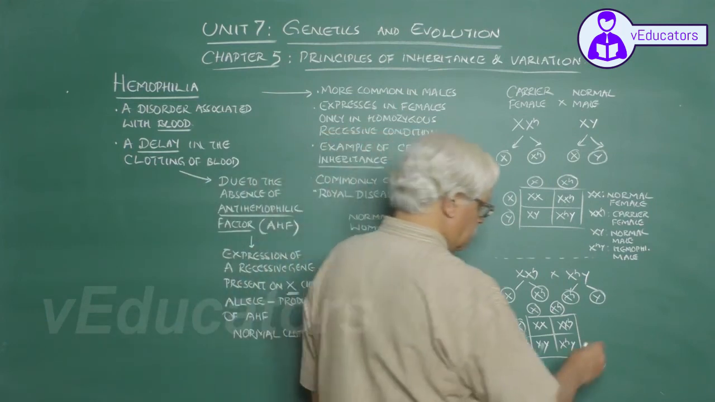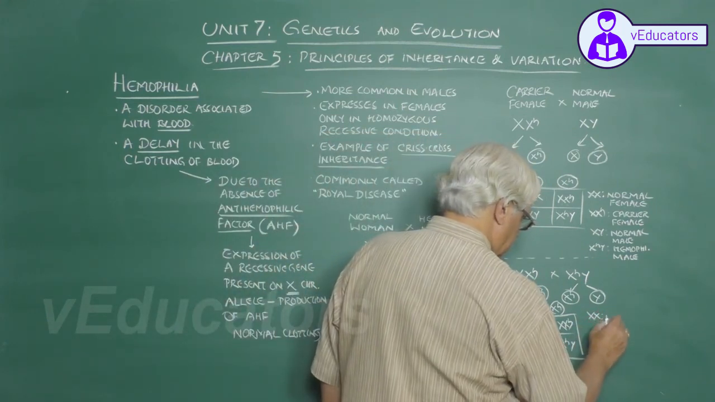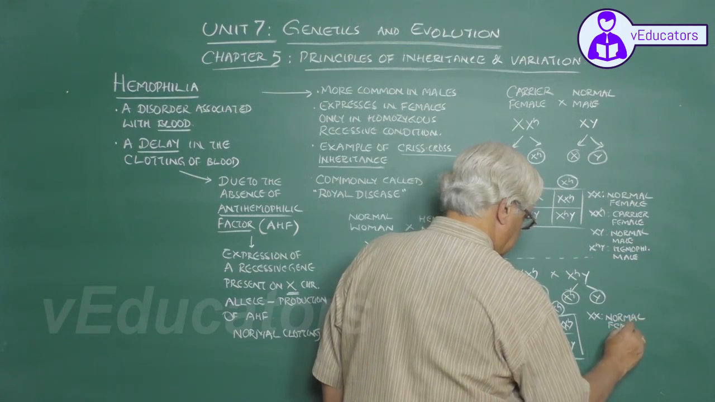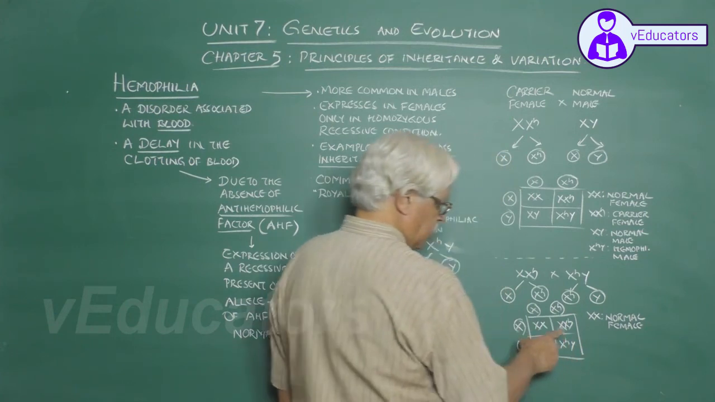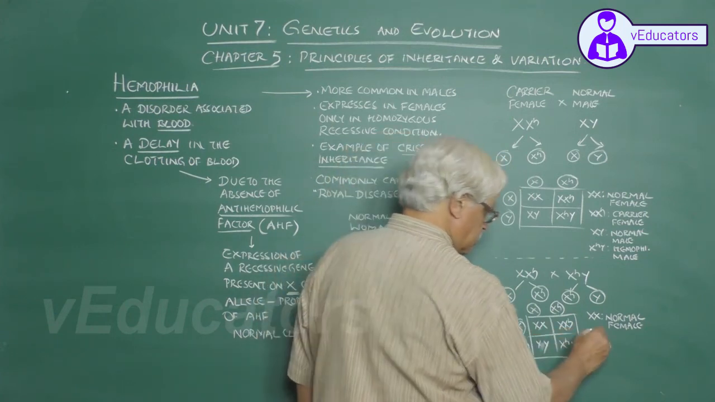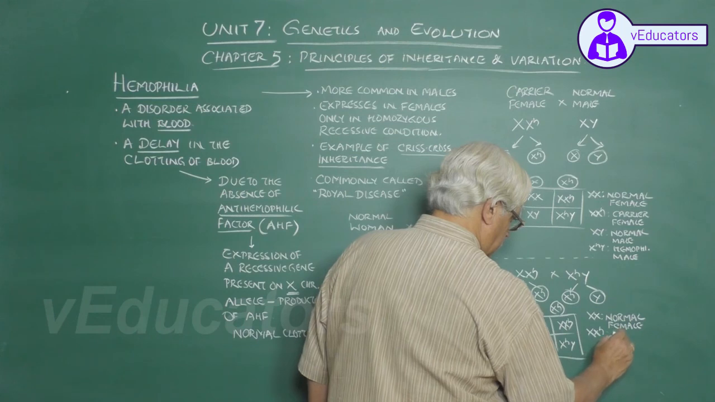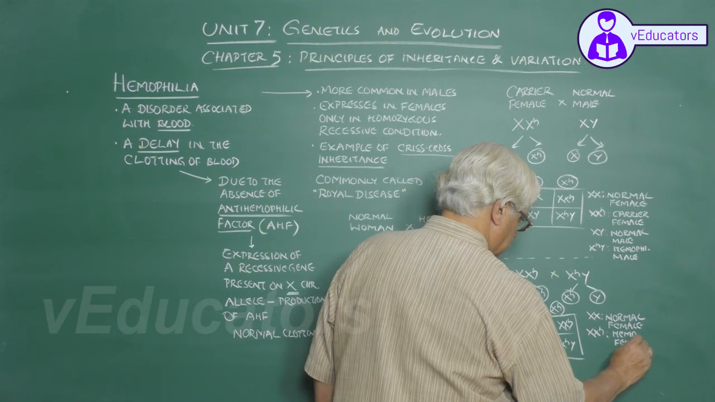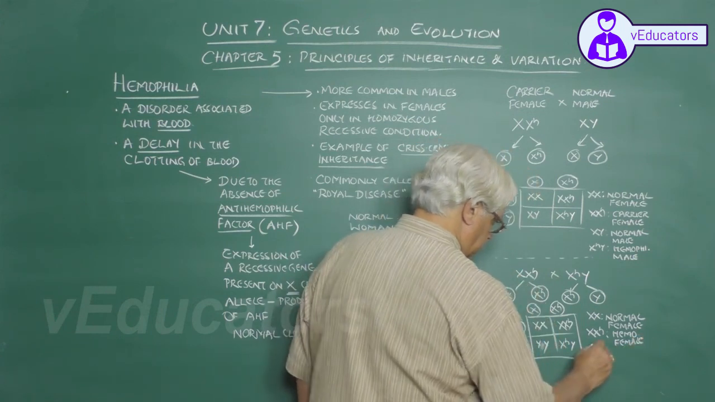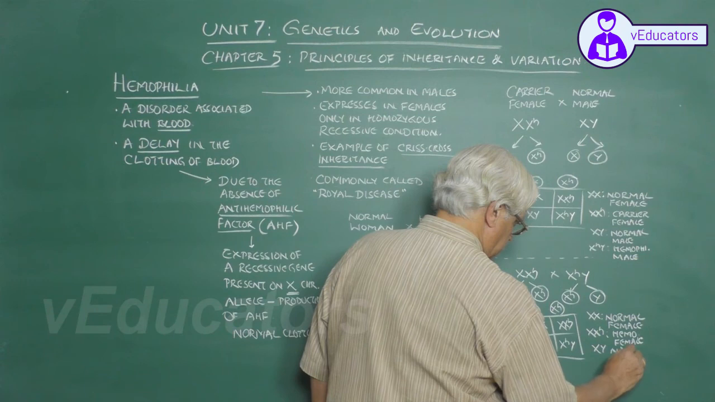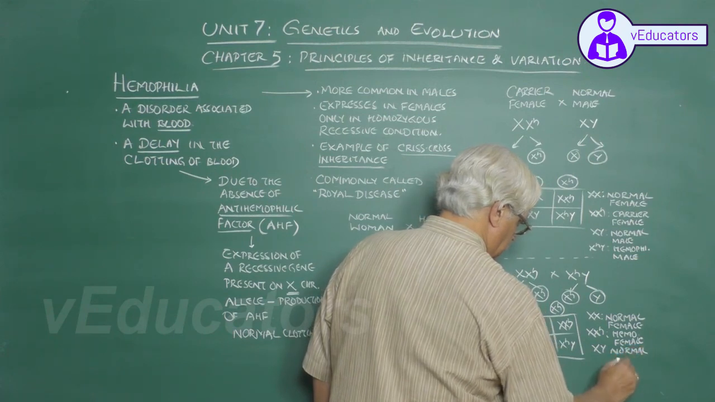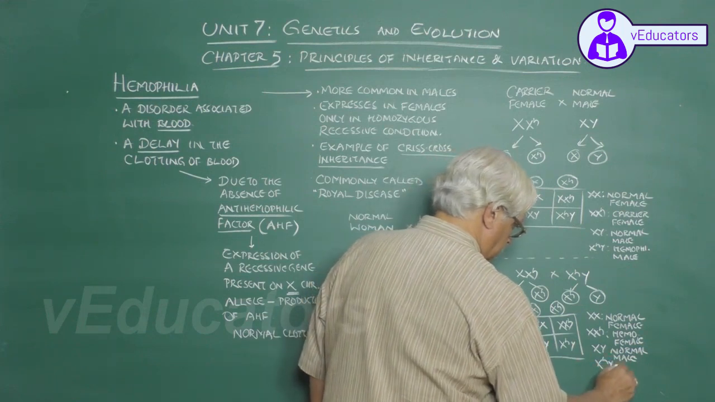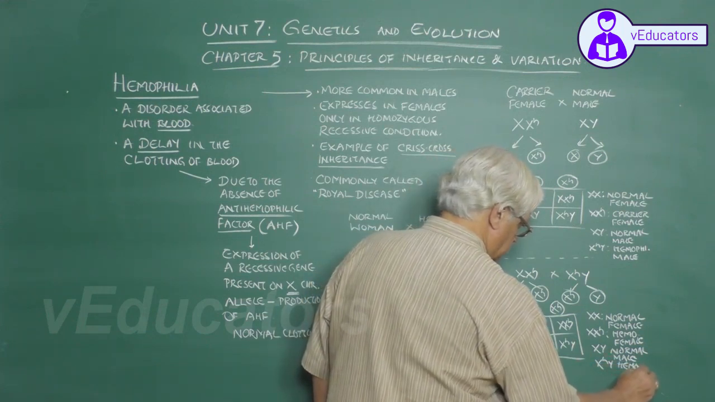So what are the possibilities now? XX normal female, XXH hemophiliac female, XY normal male, XHY hemophiliac male.